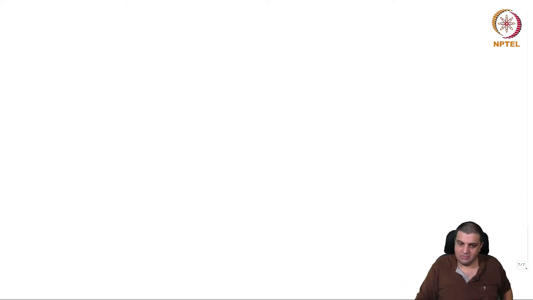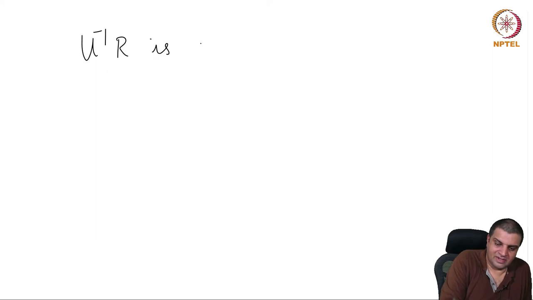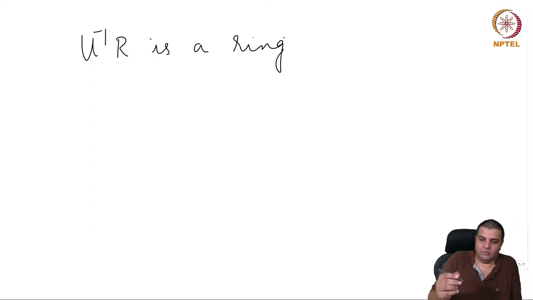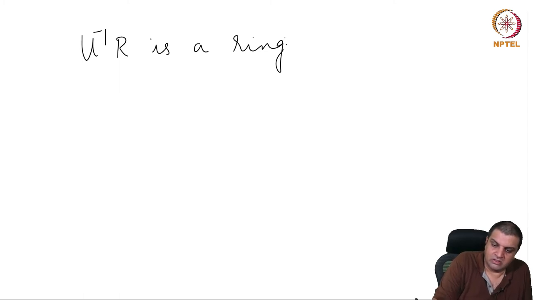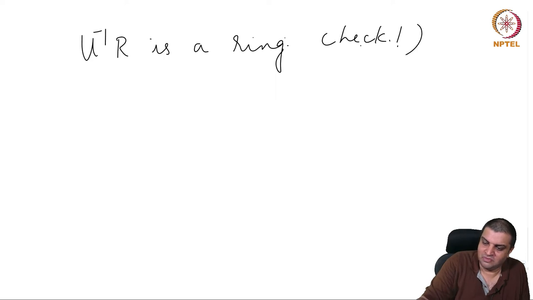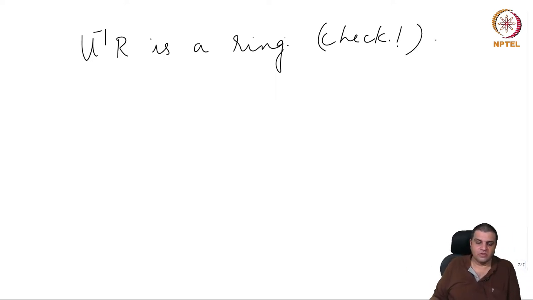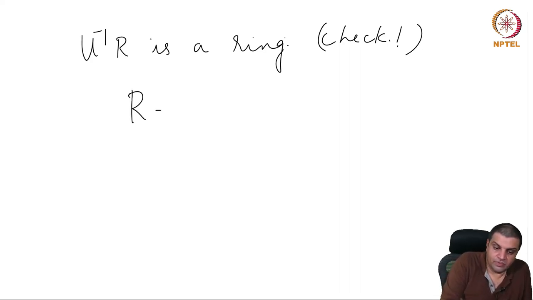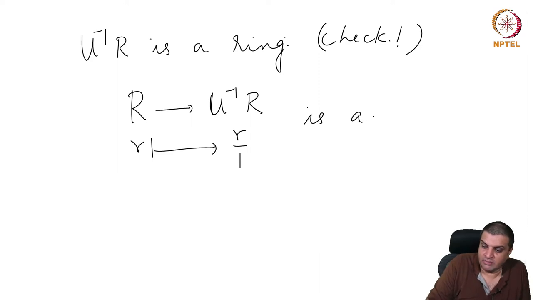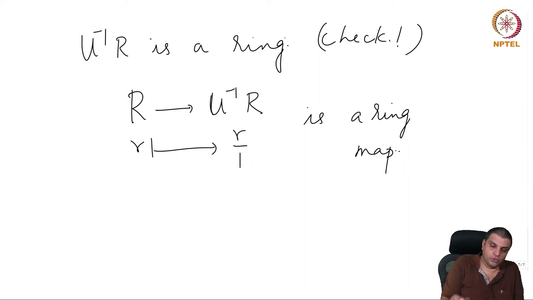But why are we studying this? U inverse R is a ring. Please check, this you should check. Not very difficult at all. You just keep in mind how one should add fractions. And R to U inverse R, in which a ring element goes to the fraction r over 1, is a ring map. So Z to Q is injective, K[x] to K(x) is injective, but in general it need not have such properties.